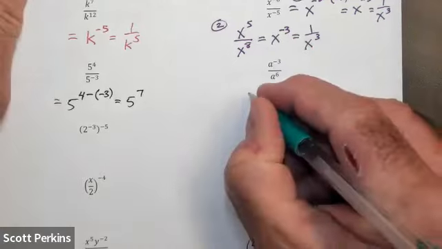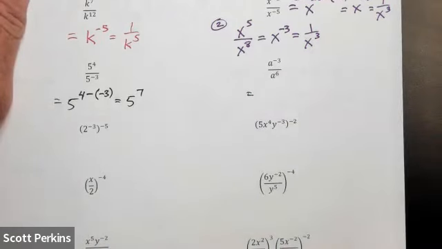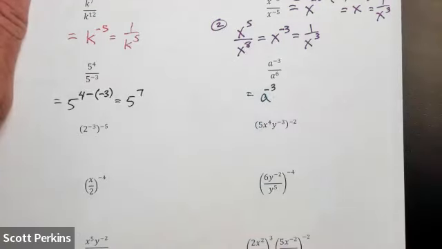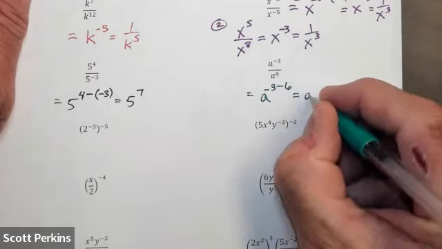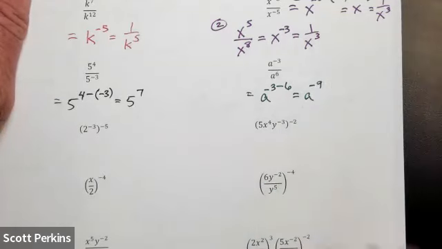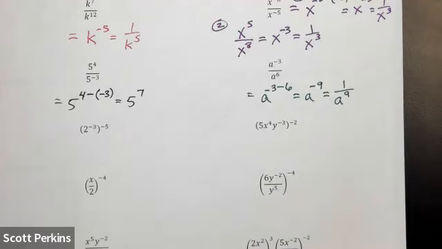Right, so one more time, I'm going to go ahead and apply the quotient rule. You can move that -3 down to the bottom. So I'm going to have a to the -3. That's the top exponent minus the 6, the bottom exponent. And so -3 minus 6 is -9. And a to the -9th is 1 over a to the 9th power.